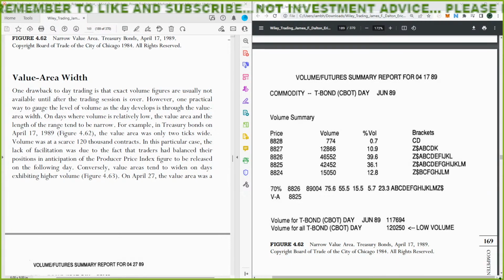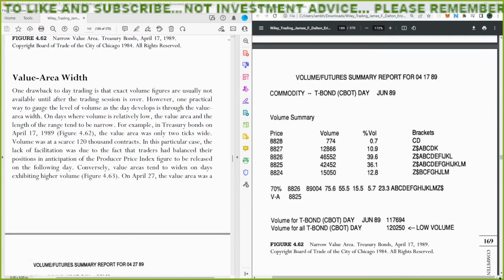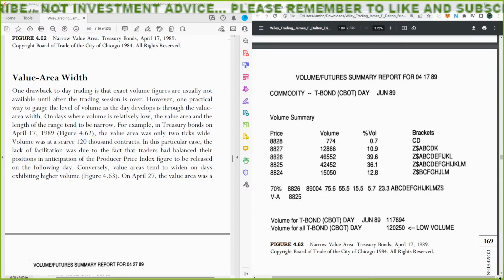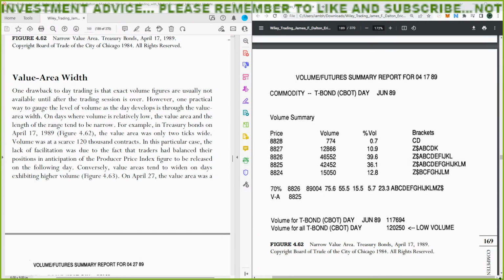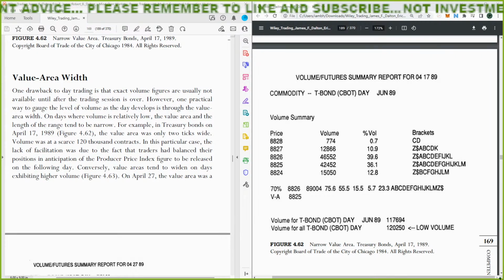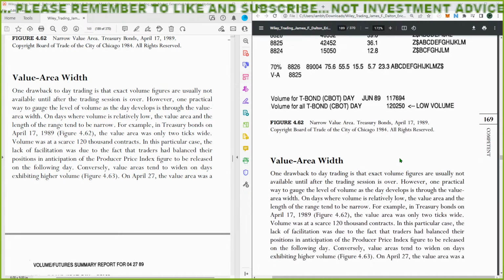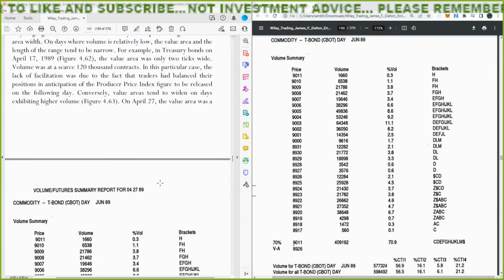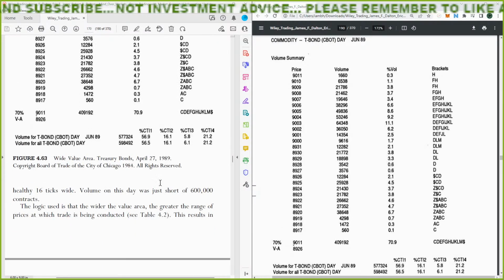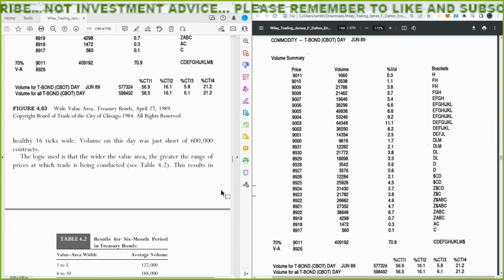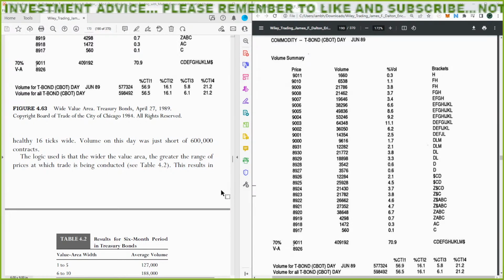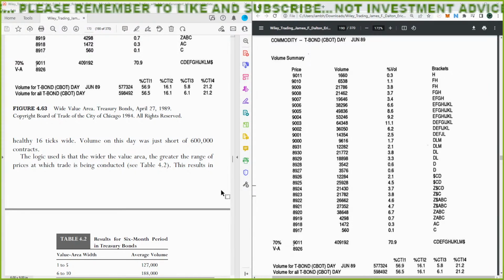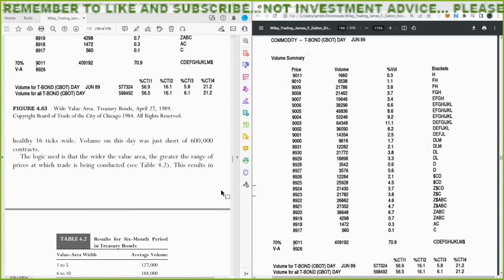In this particular case, the lack of facilitation was due to the fact that traders had balanced their positions in anticipation of the producer price index figure to be released on the following day. Conversely, value areas tend to widen on days exhibiting higher volume. In Figure 4.63, on April 27th, the value area was a healthy 16 ticks wide. Volume on this day was just short of 600,000 contracts. The logic used is that the wider the value area, the greater the range of prices at which trade is being conducted. See Table 4.2.